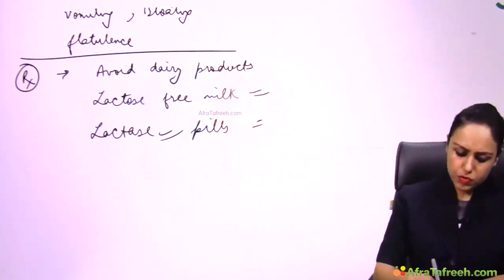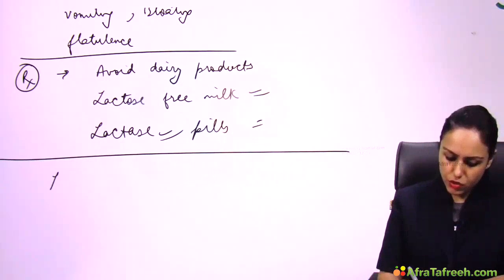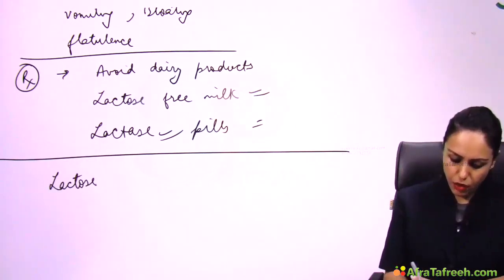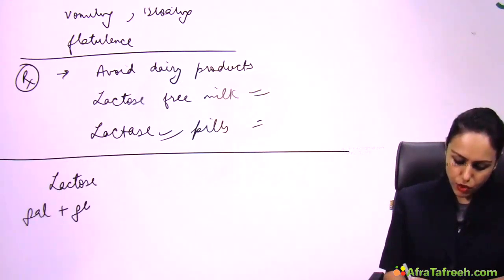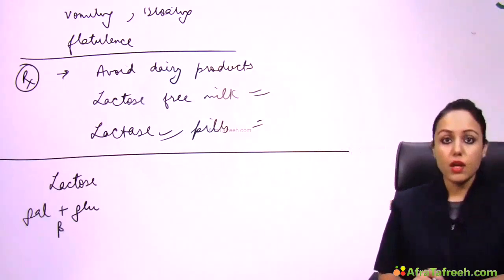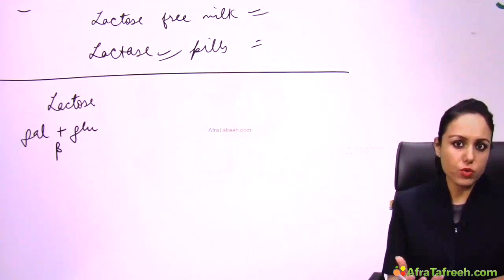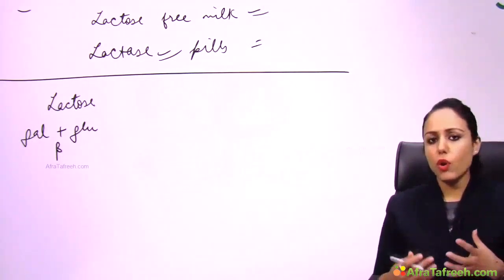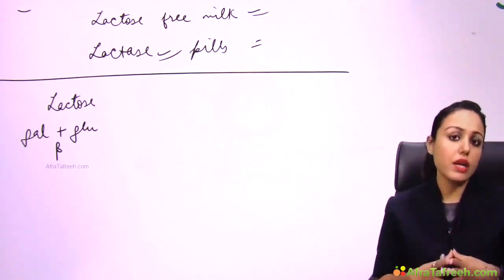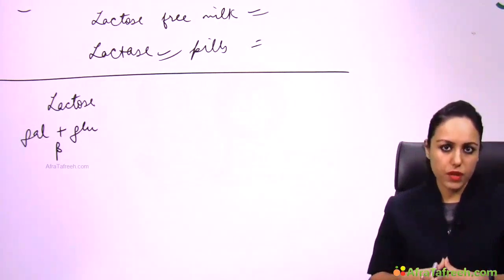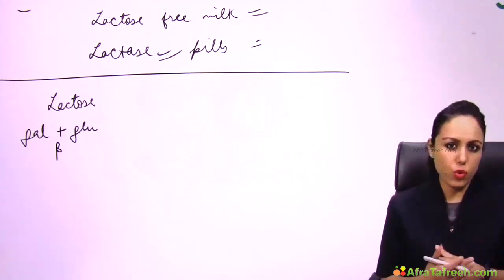Let me tell you, lactose is made up of galactose joined to glucose with a beta bond, right? Mostly we have alpha bonds in most of our molecules. Alpha bond is there, and in the human body it is very easy to break an alpha bond, right? But a beta bond is not broken. A beta bond is very difficult. It cannot be broken in the body.